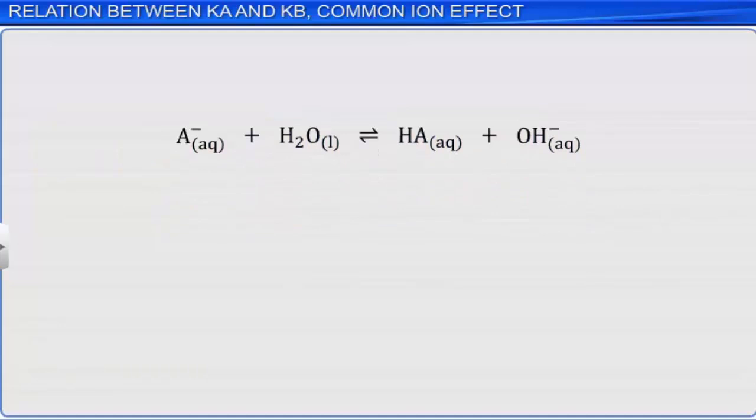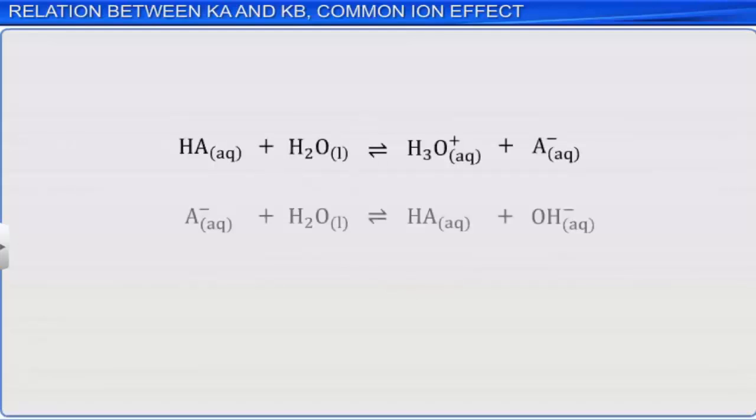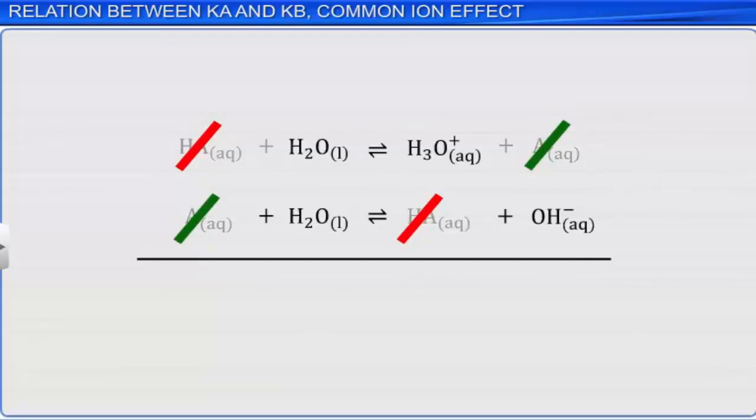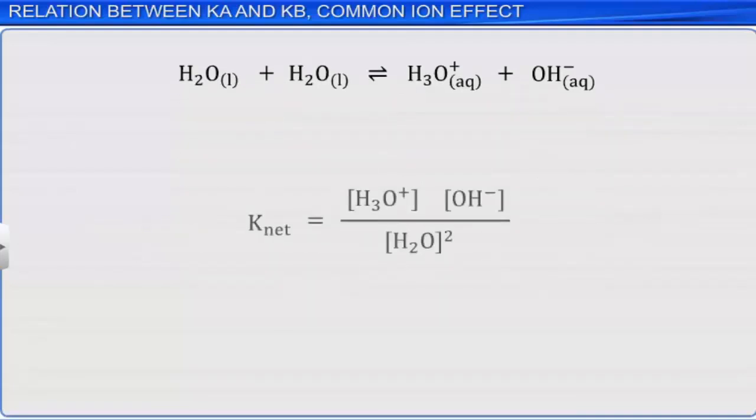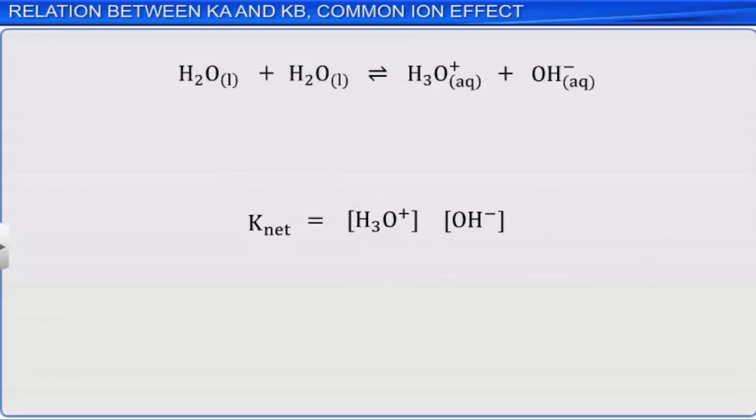The base dissociation constant Kb for the dissociation of this base can be written as the product of concentration of HA and OH minus ion divided by A minus. On adding these two reactions together, the common terms cancel out, leaving the auto-ionization of water. The equilibrium constant for the net reaction may be expressed as K net is equal to the product of concentrations of H3O plus and OH minus divided by concentration of water raised to the power of 2. As the concentration of water remains almost constant, it can be ignored. Hence, K net is equal to product of the concentrations of H3O plus and OH minus ions.